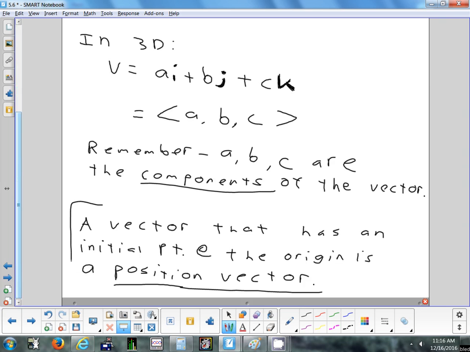This definition you already have in your notes from earlier in the week. I'm just saying the same thing again. If you draw a vector that has its initial point at the origin, that's called a position vector. That's what it was called in 2D. It's still called that in 3D. Any questions on that?